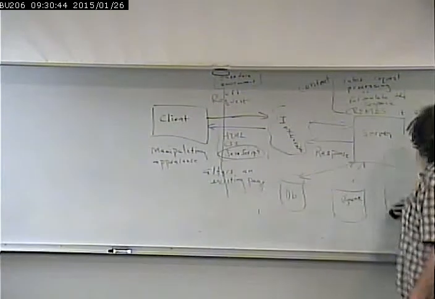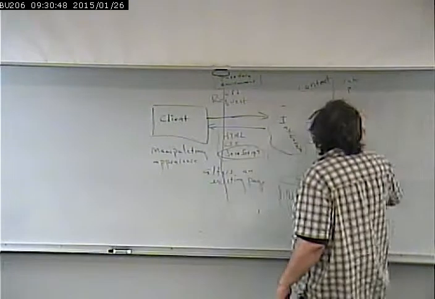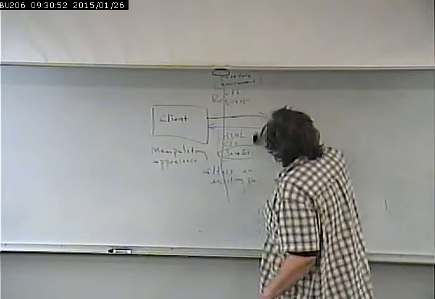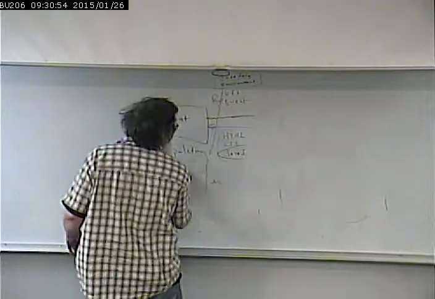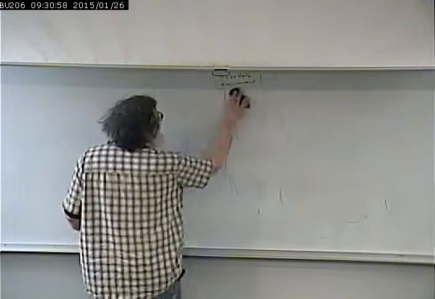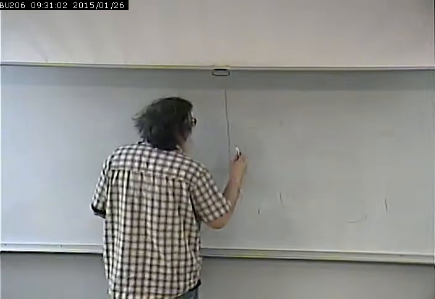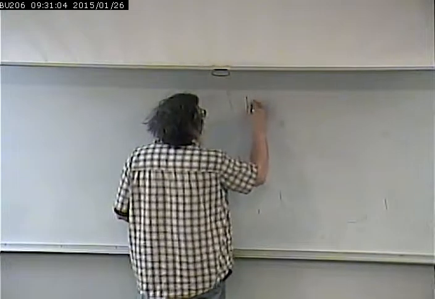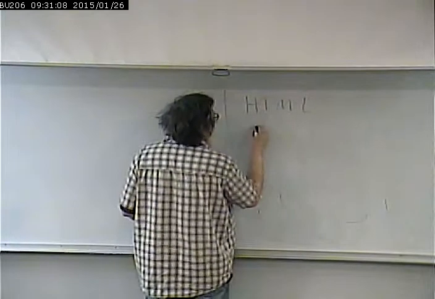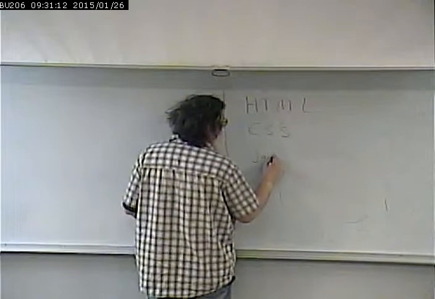So when the client makes a request to the server, what does the server deliver? What does the client get in its package? It gets code in 3 different languages: HTML, CSS, and JavaScript.